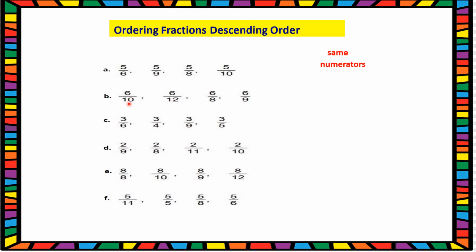If you consider this example, 6 by 10, 6 by 12, 6 by 8 and 6 by 9, here all the numerators are the same. But by practicing this kind of worksheets in parts, concept wise, all the children can connect themselves very easily to each concept.